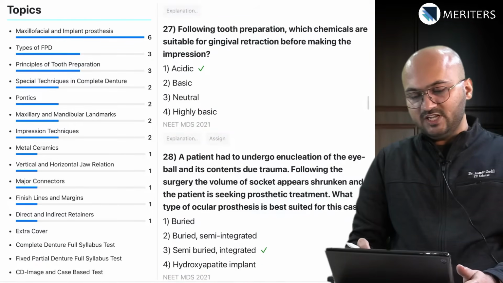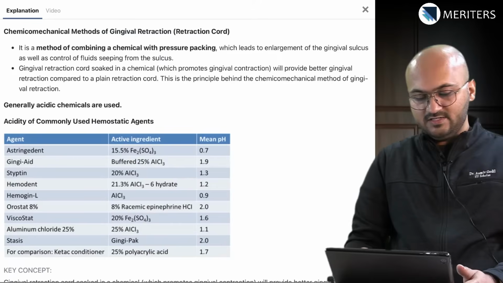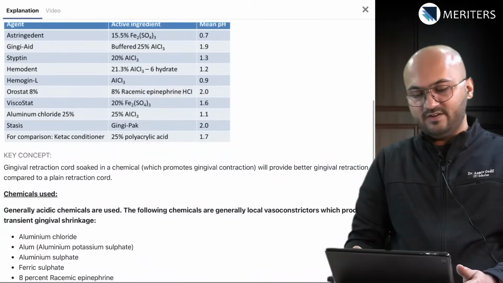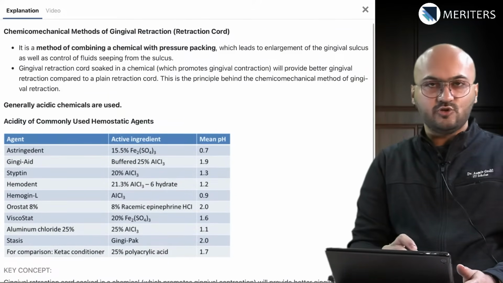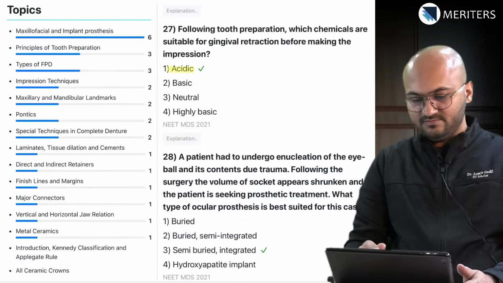Following tooth preparation, which chemicals are suitable for gingival retraction? Acidic, right? Here is the pH of all the different gingival retraction materials and chemicals. Also, there is a video explanation attached.